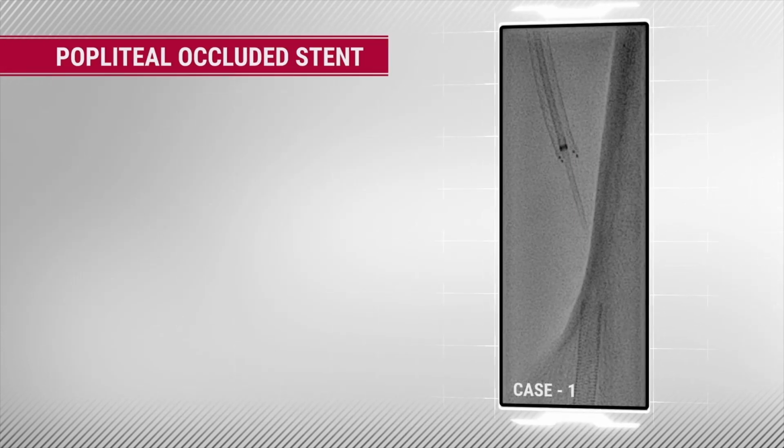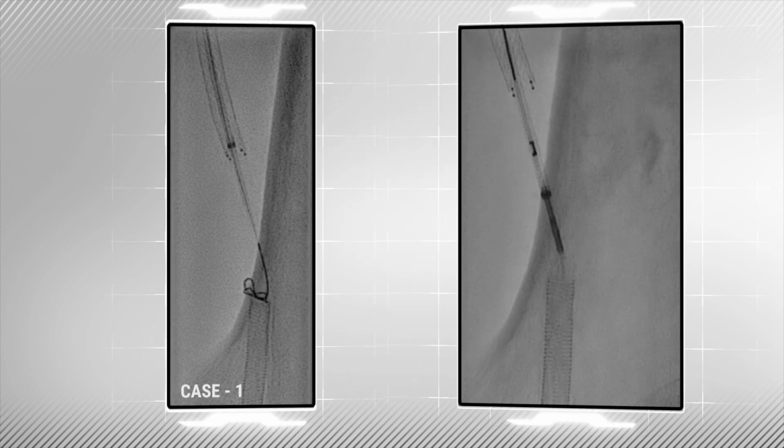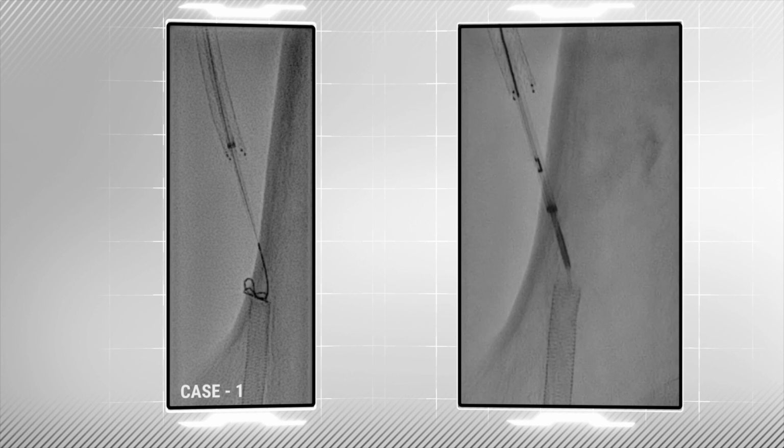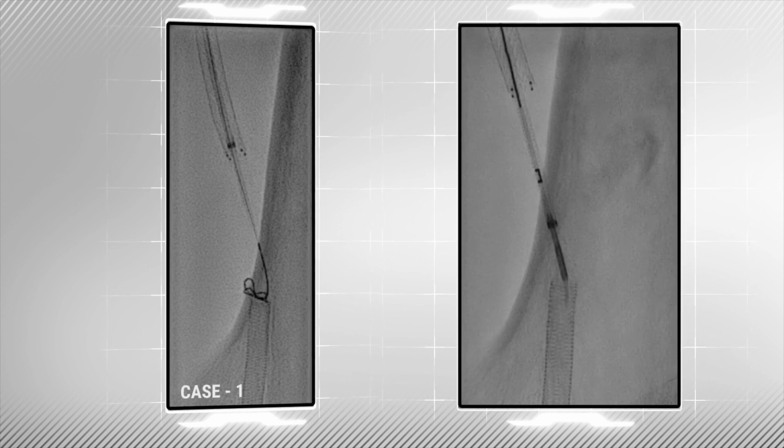In this first case, we can see an occluded stent where the guide wire wraps against the proximal cap of the lesion. The needle of the BeBack penetrates the proximal cap, creating a path for the guide wire to advance smoothly.